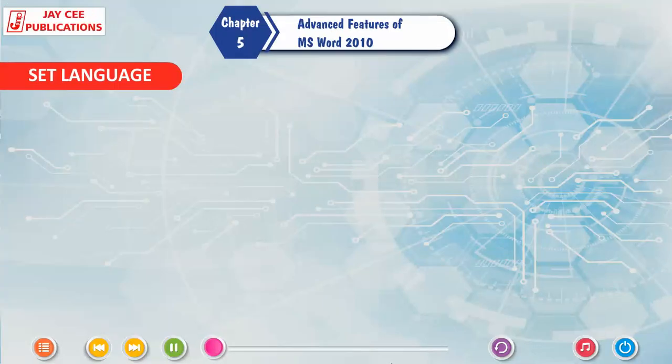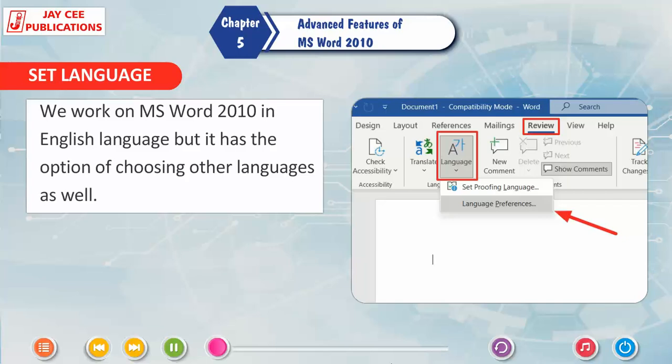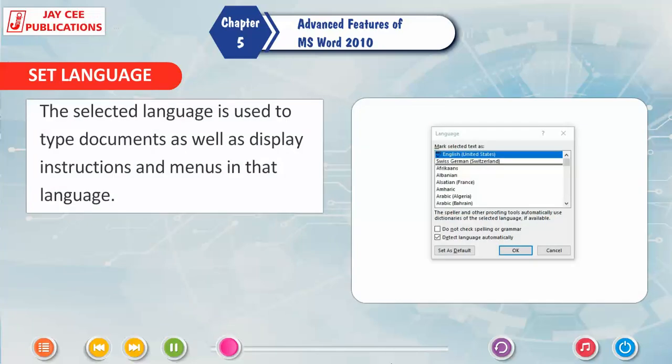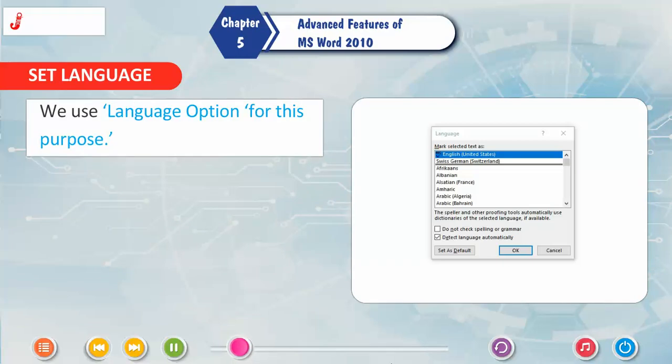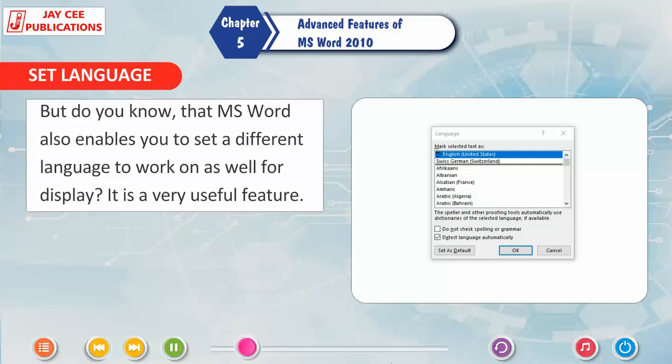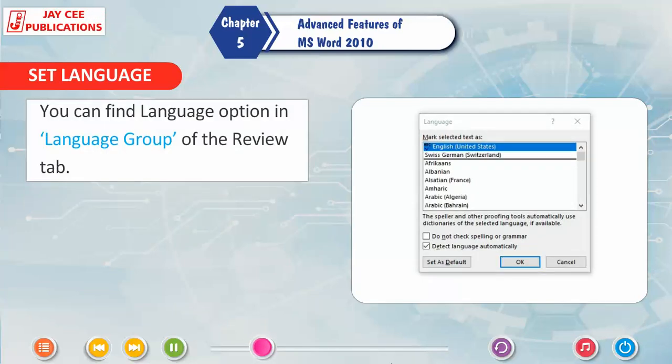Set language. We work on MS Word 2010 in English language, but it has the option of choosing other languages as well. The selected language is used to type documents as well as display instructions and menus in that language. We use language option for this purpose. But do you know that MS Word also enables you to set a different language to work on as well for display? It is a very useful feature. You can find language option in language group of the Review tab.